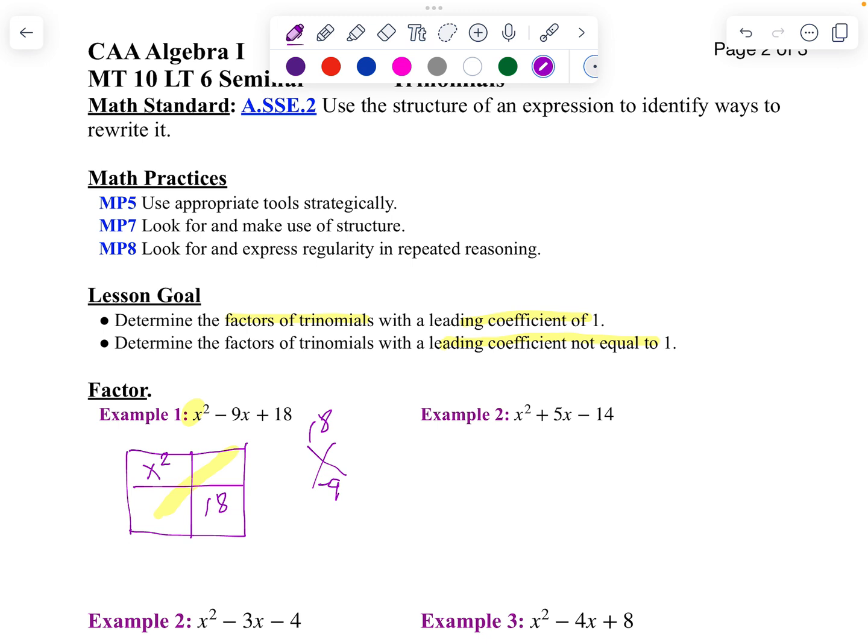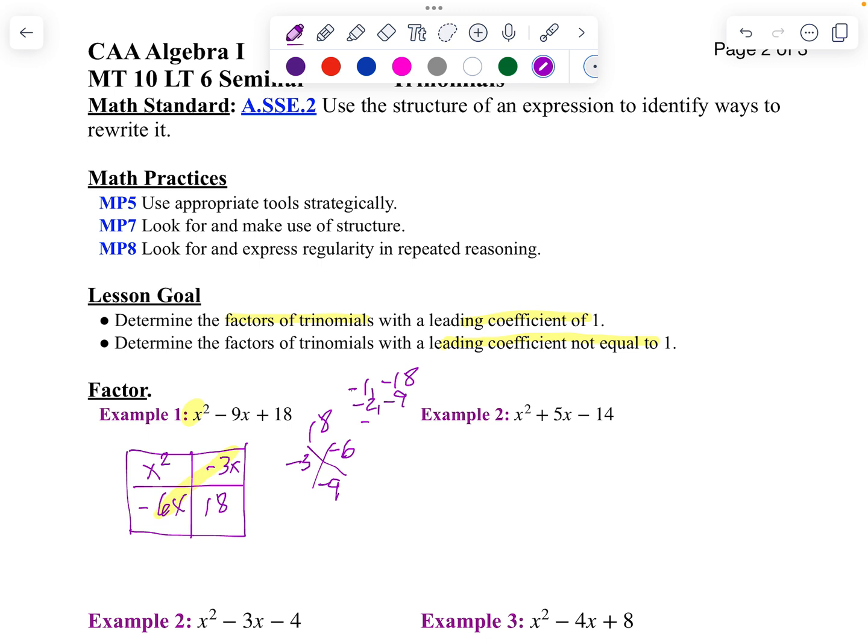Well, we could do some guessing and checking. In fact, let's just go through this. So negative 1 and negative 18. That doesn't work, does it? Negative 2 and negative 9, they add to negative 11. But then we get to negative 3 and negative 6. So I'll get negative 3x, negative 6x.